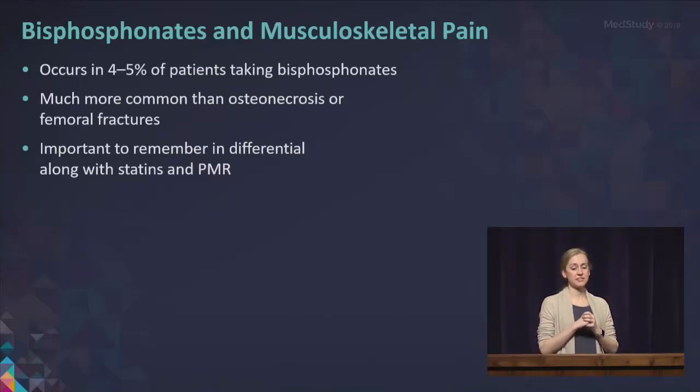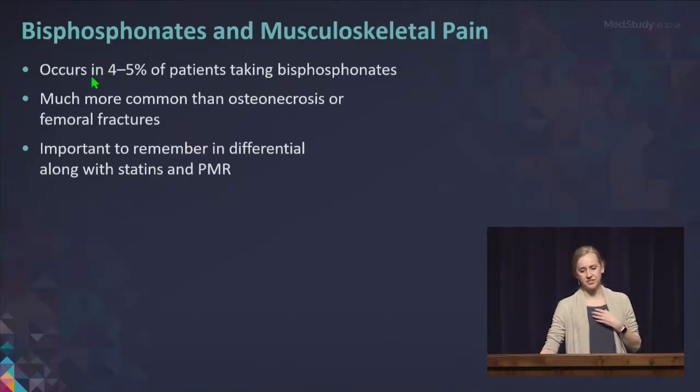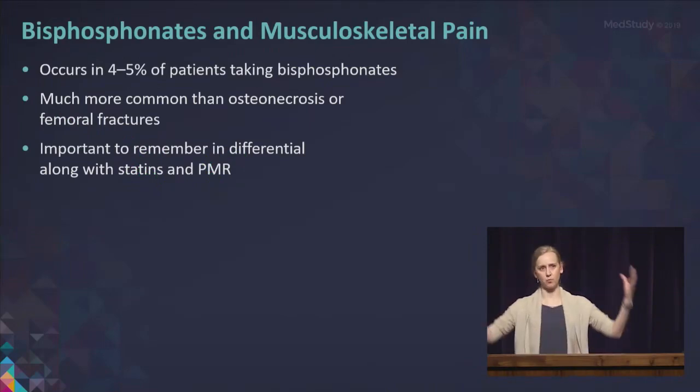But musculoskeletal pain is another common side effect of bisphosphonates. It happens in 4 to 5% of these patients, and it's much more common than these dread complications like osteonecrosis of the jaw or femoral fractures. So it's important to remember it in the differential along with statin myopathy and polymyalgia rheumatica, and especially in these elderly patients who get on more and more medicines and then come in with aches and pains and you can't figure out which medicine you need to stop for them.